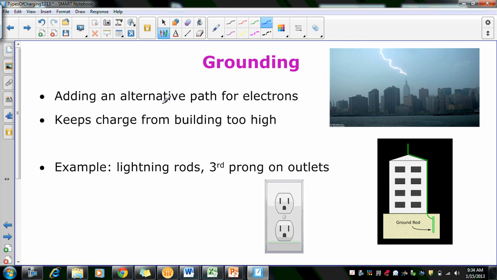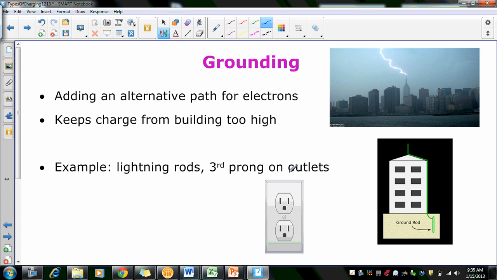The next one is grounding, and so this is where we're bringing in that idea again of a lightning rod. So grounding is adding an alternative path for the electrons to move. Eventually charge will build up. And even in electricity, when you have something plugged in, if it's a high enough energy appliance, it can create this pool of extra electrons. And so grounding keeps it from building too high.